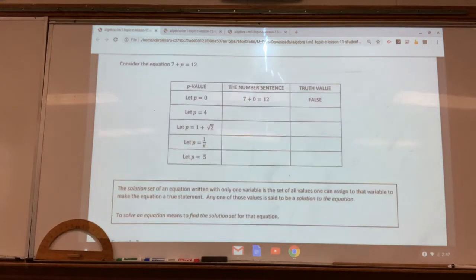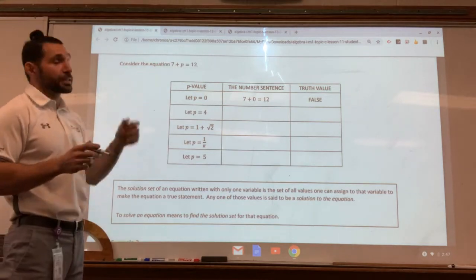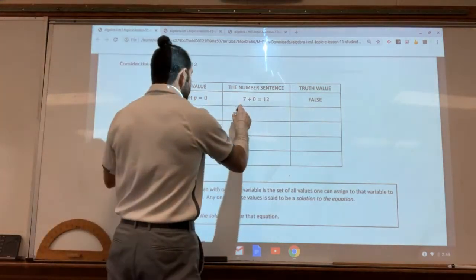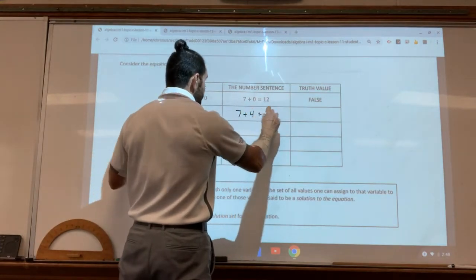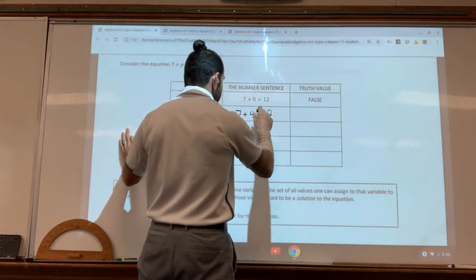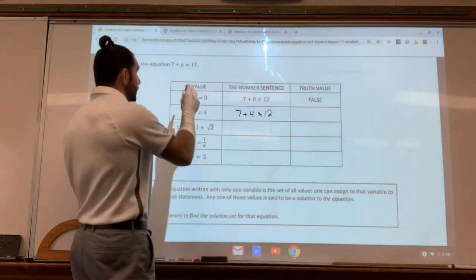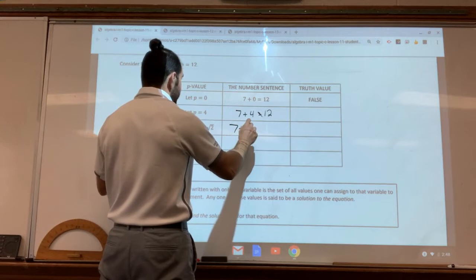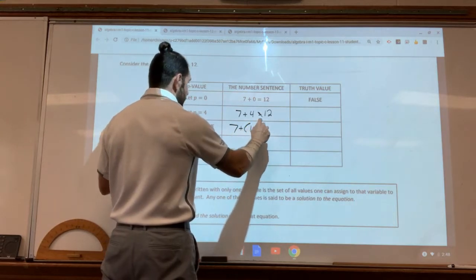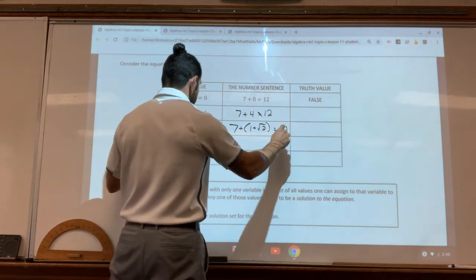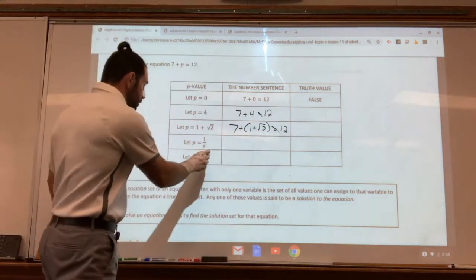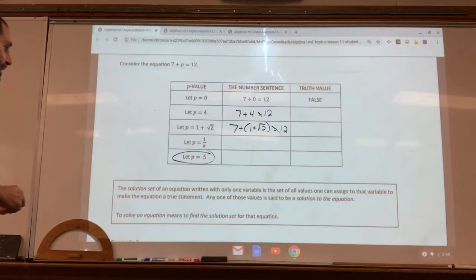Well, this one's nice and easy because it's an equation. You know how to solve equations. You already can look at 7 plus p equals 12 and say, yes, it's 5. But how are we going to write the number sentence? 7 plus 4 equals 12. Well, that's 11. That's not true, so it's false. If I put in 1 plus the square root of 2, 7 plus 1 plus the square root of 2 equals 12, that's not true either. You're going to keep going, and you're going to realize that 5 is the only one that works.